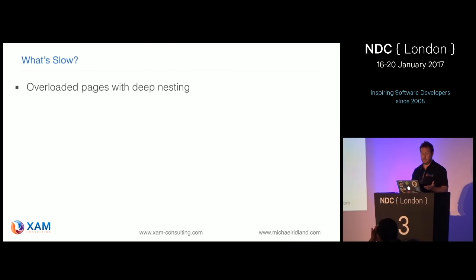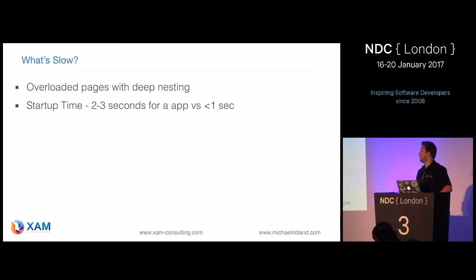So what's slow? Overloaded pages with deep nesting. The one thing about Xamarin.Forms, this is probably solvable if you really wanted to do it, you're still going to look at 2 to 3 seconds for the app startup, versus less than a second for a File New Xamarin.iOS or Xamarin.Android application. So you probably could work around it by having some native areas that load up first before Xamarin.Forms loads up.